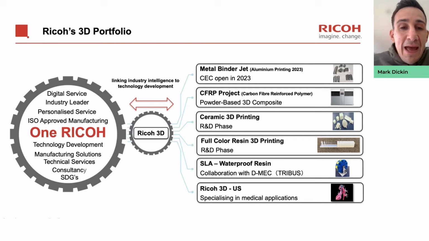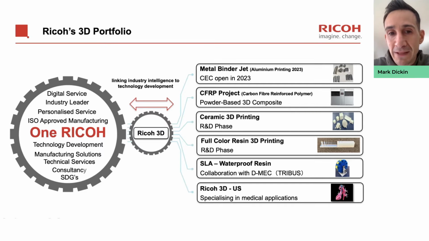We then have 6 different AM related projects that we're currently working on alongside the print service, at varying technology readiness levels. At the top, we have our metal binder jetting project, which is focused around aluminium printing. This is the key area of focus for the ToffeeX relationship.